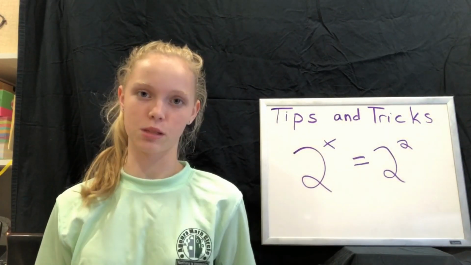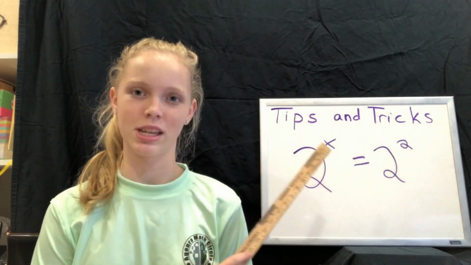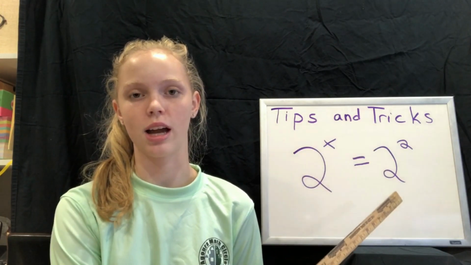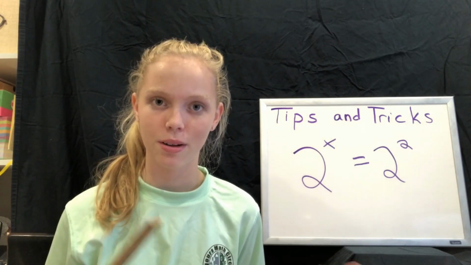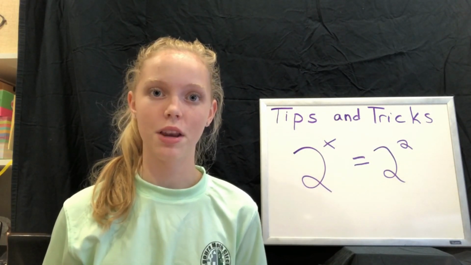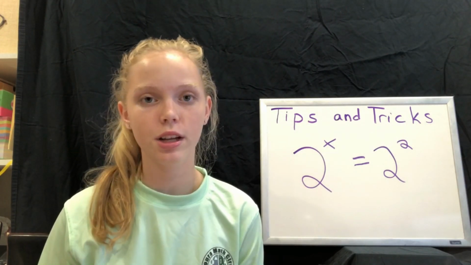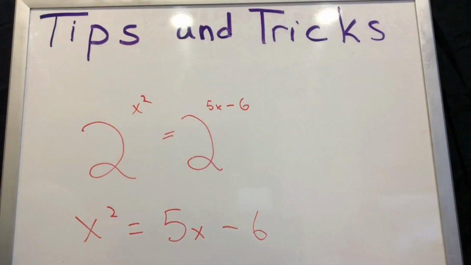It's called equating exponents. This principle basically states that if the base is the same on both sides, then the exponents must equal each other. If 2 to the x power equals 2 squared, then x must equal 2. Let's look at a problem involving this. Take a look at this example. 2 to the x squared equals 2 to the 5x minus 6. We'd simply equate x squared with 5x minus 6. This leaves us with a simple, easy to solve quadratic.